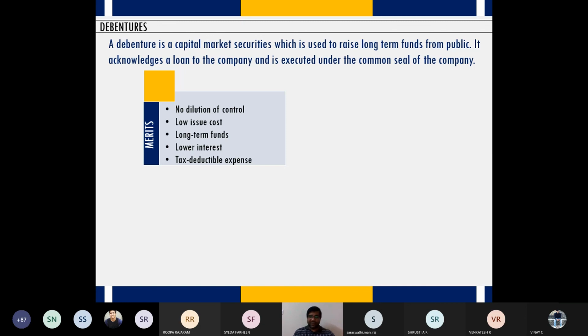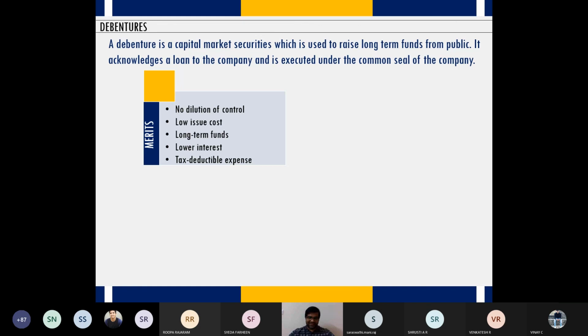Third, it's a long-term fund. It's not for 6 months or a few months. You can issue debentures even for decades. A 10-year, 15-year debenture can also be issued. The interest rate is less. So there are two terms: first is low issue cost, second is low interest rate, and these are two different things. Issue cost is also called flotation cost, the expenses incurred in borrowing the money. When you issue debentures to the public, the cost involved is very less. When you compare this with shares, the issue cost is very high because there are multiple expenses involved, which we shall discuss a little later.